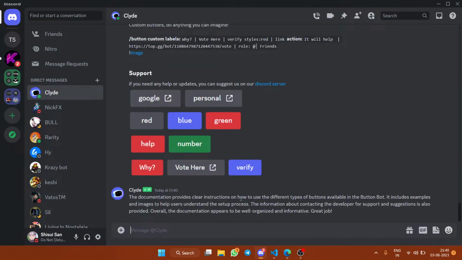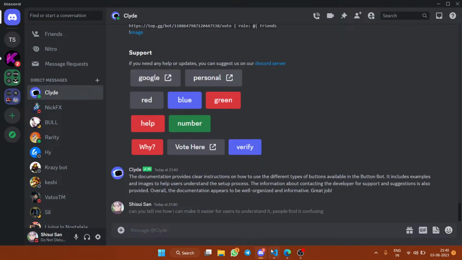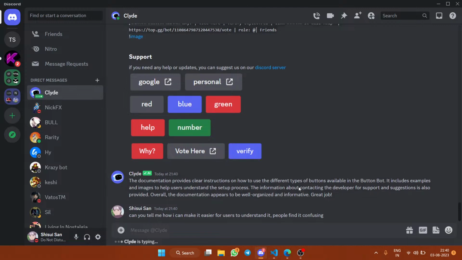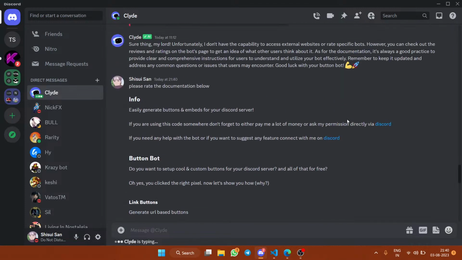This documentation provides clear instructions on how to use different types of buttons in the button bot. It also embeds. Okay, can you tell me how I can make it easier for users to understand it? People find it confusing. Let's see if my boy Clyde can help me out here. If he can't, it's a big disappointment, but we cannot help it.